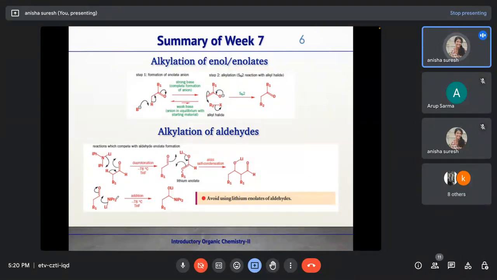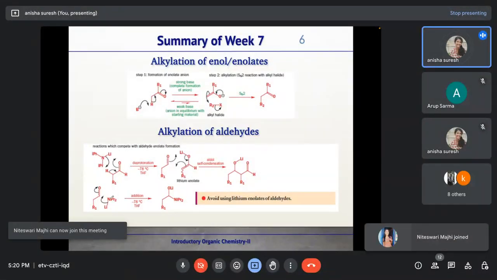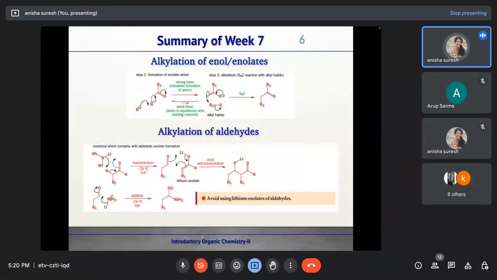The other possibility is that even though LDA is a non-nucleophilic base, in case of aldehyde, since it is very reactive, it can add to the aldehyde electrophilic carbon as a nucleophile and give rise to this product. So it is better to avoid using lithium enolates in case of aldehydes.